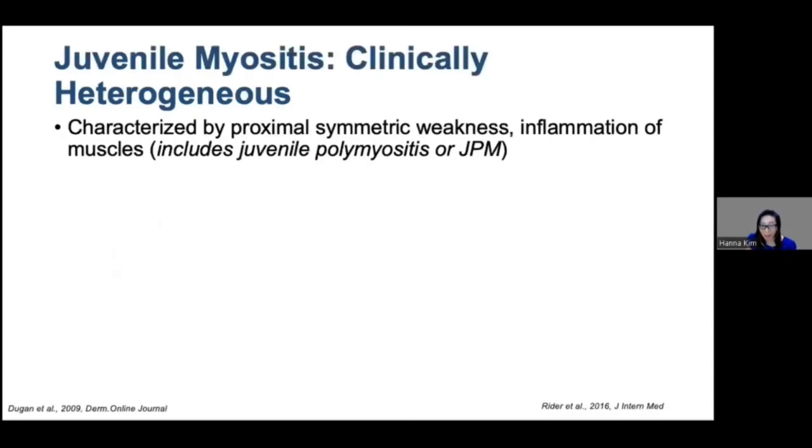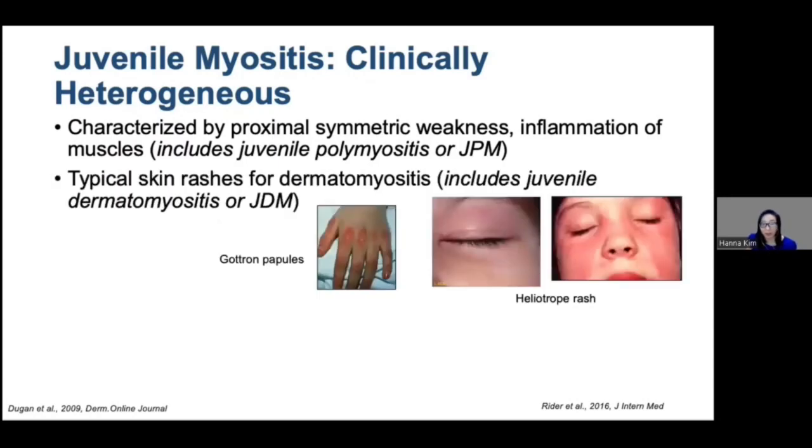Juvenile myositis is a broad group. As you've heard some about, it's clinically heterogeneous and there's a lot of variability. It is characterized by proximal, or close to the center of the body, symmetric, same on the right and left side of the body, weakness with inflammation of the muscles. And this includes juvenile polymyositis, or JPM, when there's no skin involvement. The majority of juvenile myositis, however, does include skin involvement, and it's called juvenile dermatomyositis, or JDM. This is 90% or more of juvenile myositis.